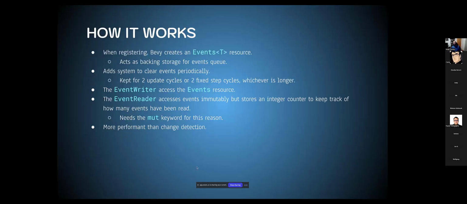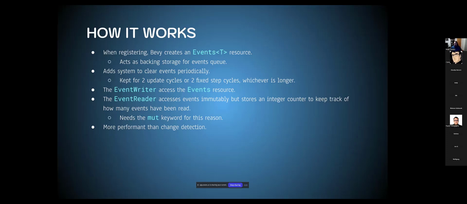So how it works: when you call add event, Bevy will create an events resource. This acts as a backend storage for an events queue, which is actually a simple vector. It will also add a system to clear those events periodically. So it's kept for 2 update cycles, as I said, or the 2 fixed step cycles, whichever is longer. Because remember, a fixed step can happen multiple times in a single update loop, depending on how long things take and how frequently you want fixed steps to happen.